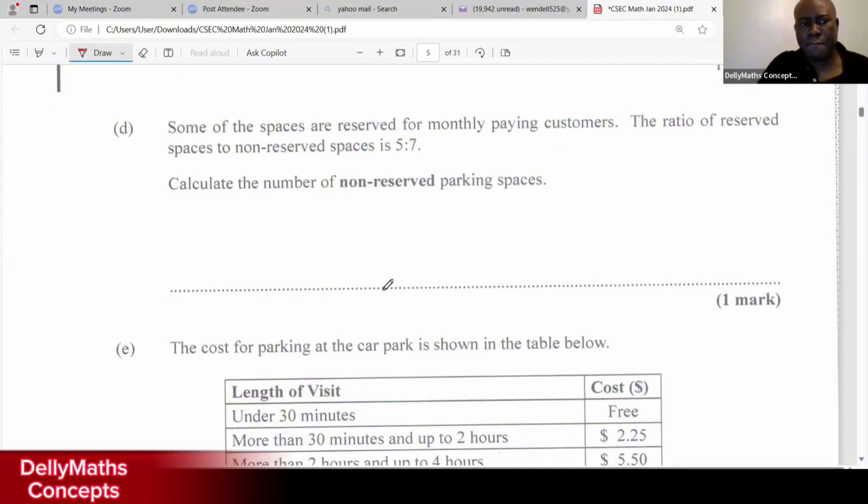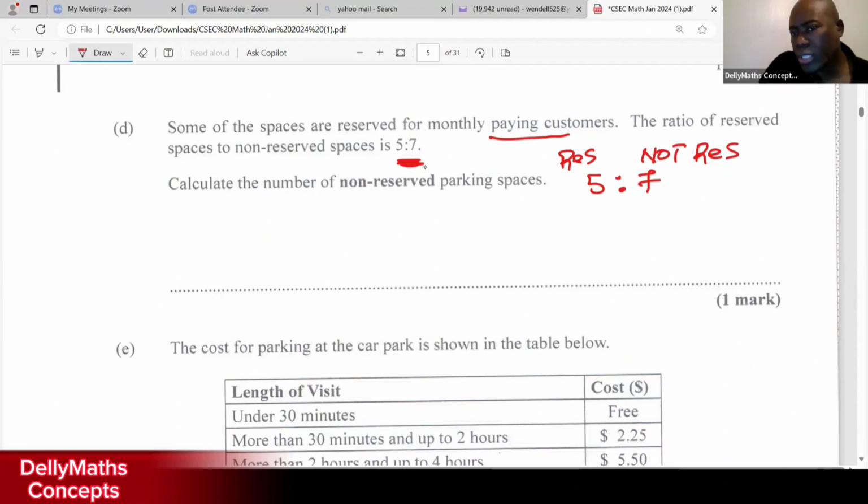All right, part D says here, some of the spaces are reserved for monthly paying customers. The ratio of reserved to non-reserved is 5 to 7. So we have a ratio of 5 to 7, and this is going for reserved, and those that are not reserved. So we want to make note of everything. Calculate the number of non-reserved parking spaces.